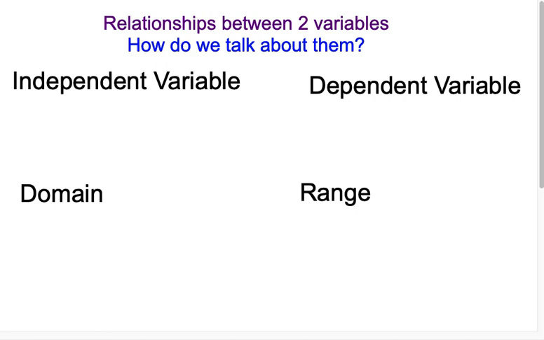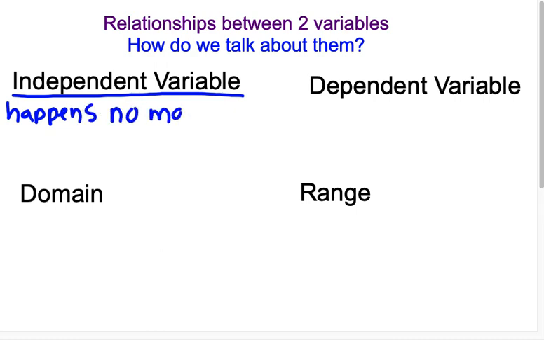The first term's value is 7. The second term's value is 14. There's a relationship there, and we want to be able to talk about it. So to do that, I'm actually going to start with the independent variable. That is the variable that happens no matter what. It's independent. It doesn't rely on anybody or anything or any other information. It just is what it is. It happens no matter what.